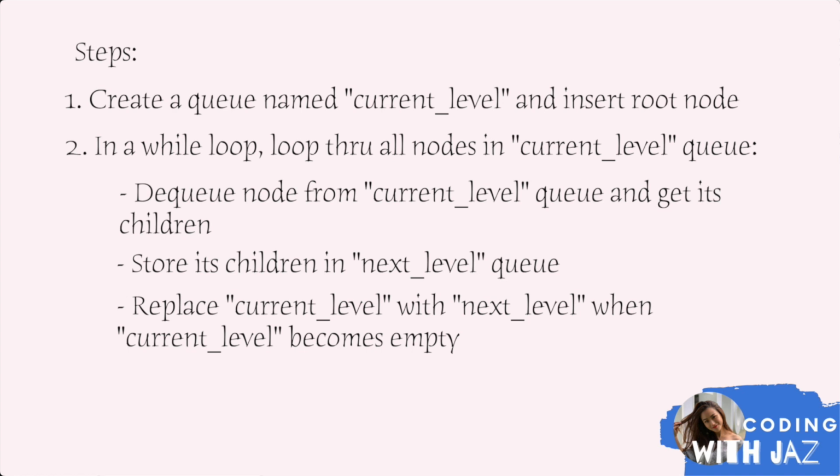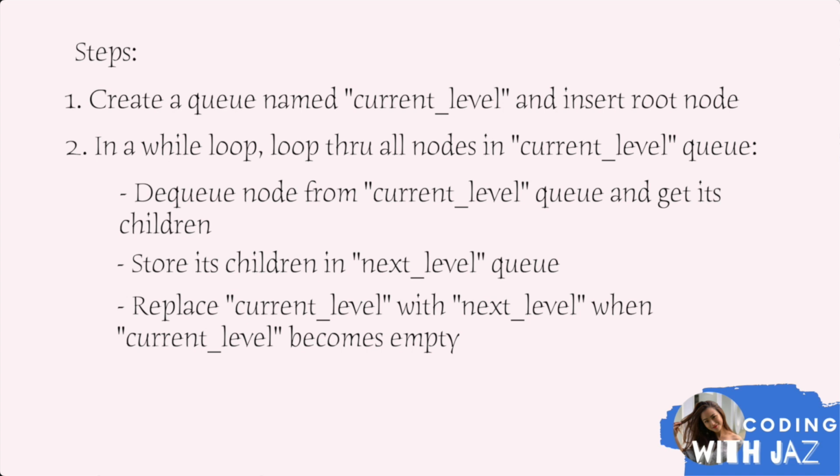And once you're done with all the nodes in your current level queue, you replace your current level with the next level, so that your next level becomes empty and your current level contains all the nodes from your next level. So basically you're moving to the next level. And then you just repeat the loop until you're done with all the nodes in the tree.